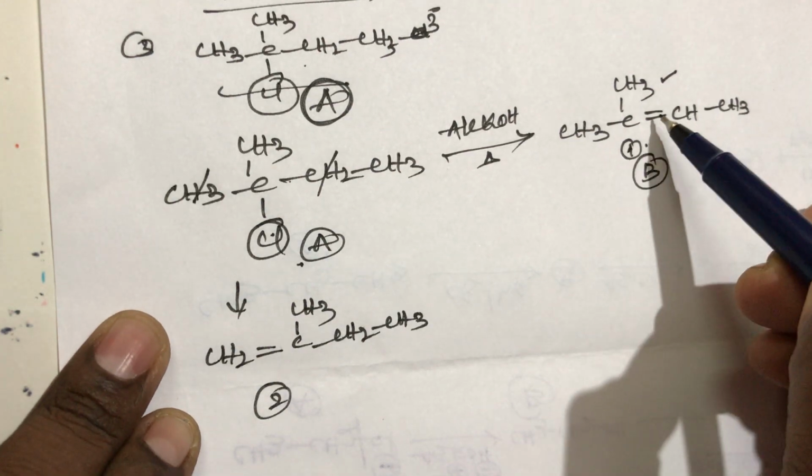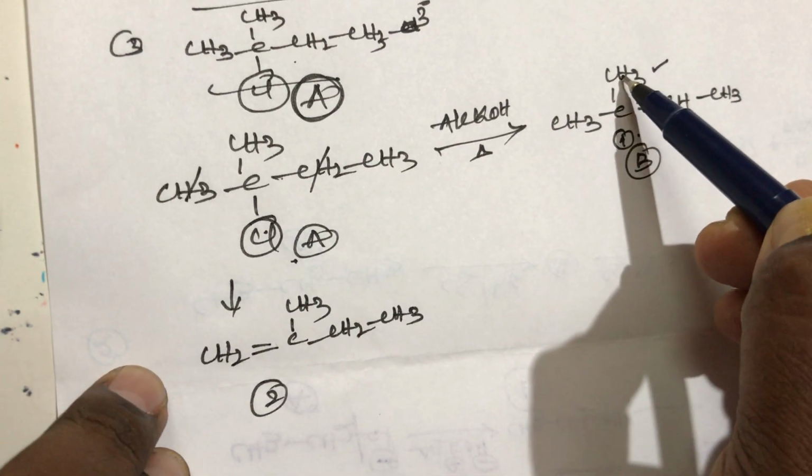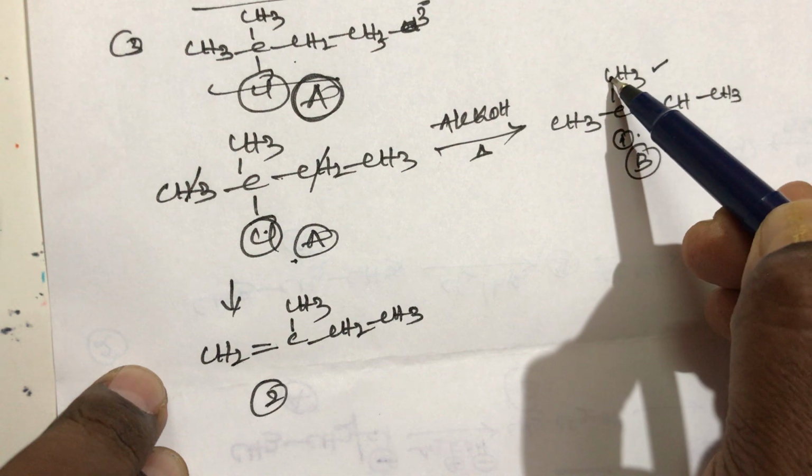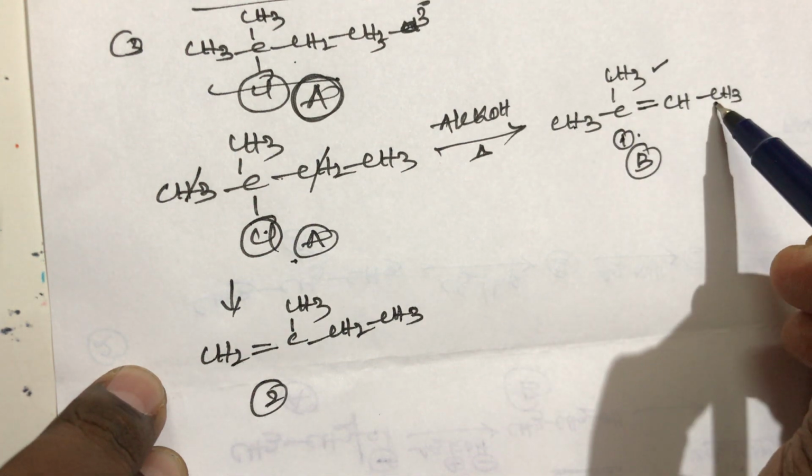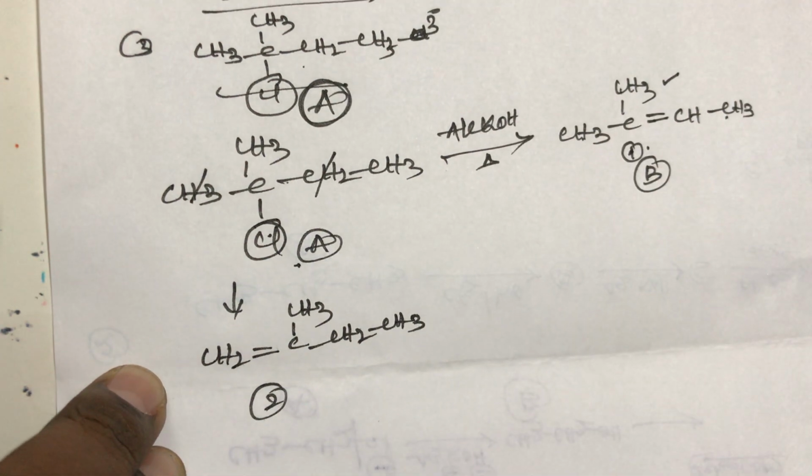It depends on hyperconjugation. This is the double bonded carbon, and the next carbon is called the alpha carbon. This is alpha carbon, this is alpha carbon, this is alpha carbon. So this alpha carbon has alpha hydrogen.